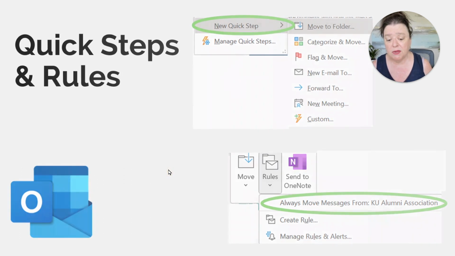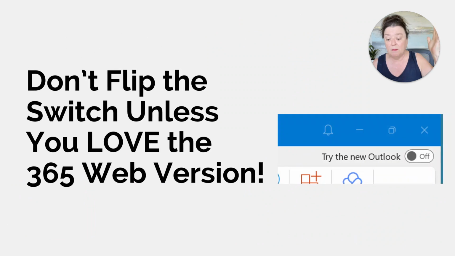Now, since this has been coming up a lot right now, I got to tell you, friends, it's August 2023. If you are seeing that try the new Outlook at the top of your desktop version of Microsoft Outlook, don't flip the switch yet. What it does is it makes your desktop Outlook look a lot like the Outlook on the web 365 version. You may not love that, especially if you are a very detailed Outlook user and you like to use a lot of the advanced tools.